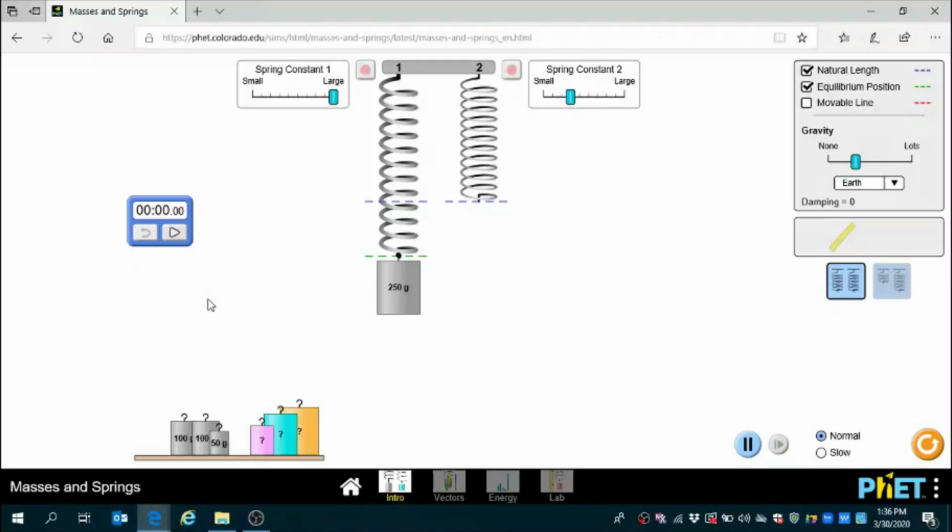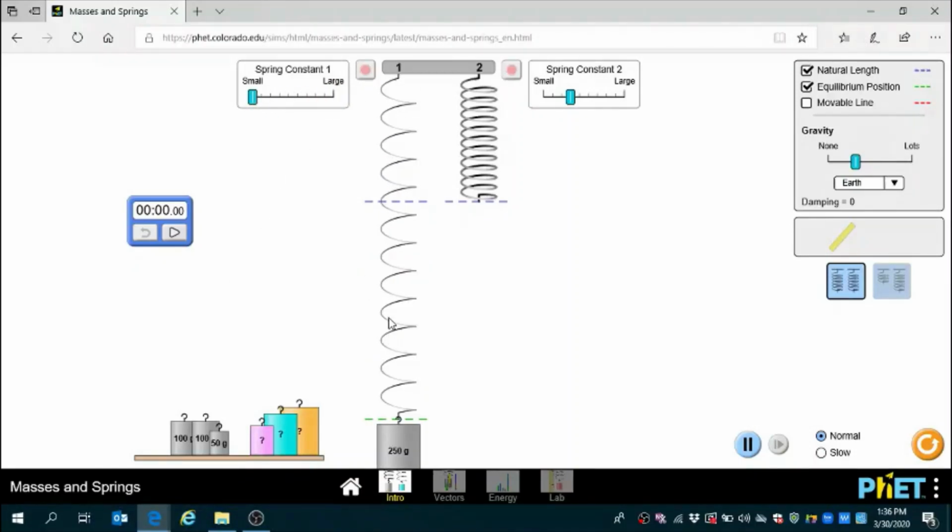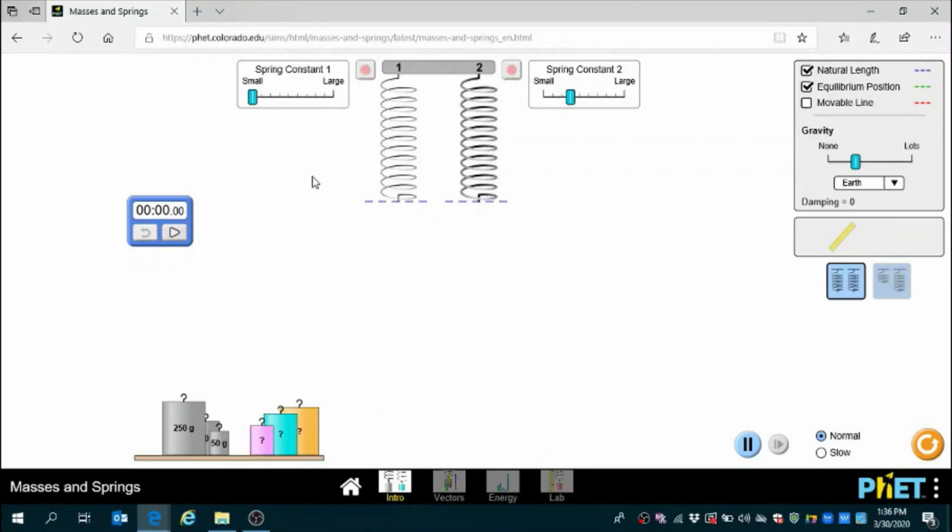Finally, for the 250 grams, see, it stretches it that much further, versus the small spring constant, which lets the 250 gram mass end up right down here. We're going to pick a spring constant that's roughly in the middle and proceed from there.